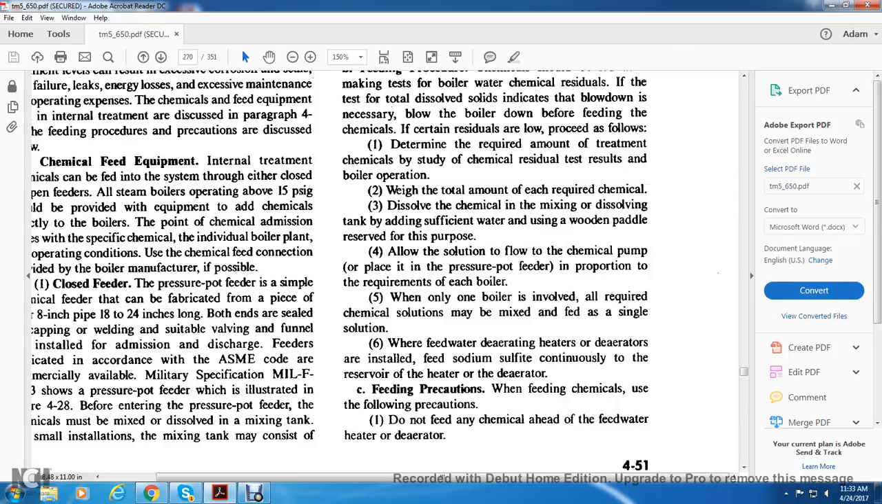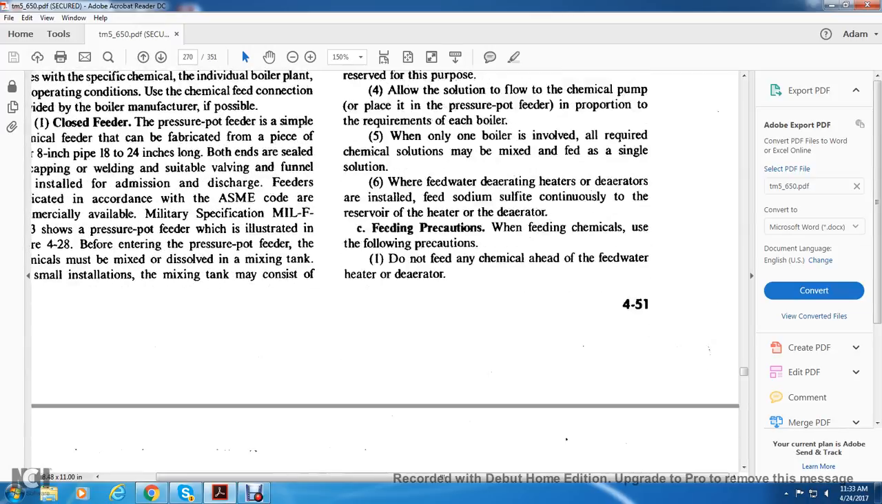Feeding precautions. When feeding chemicals, use the following precautions. 1. Do not feed any chemical ahead of the feed water heater or deaerator.